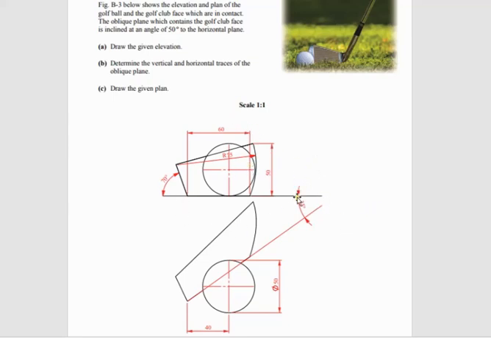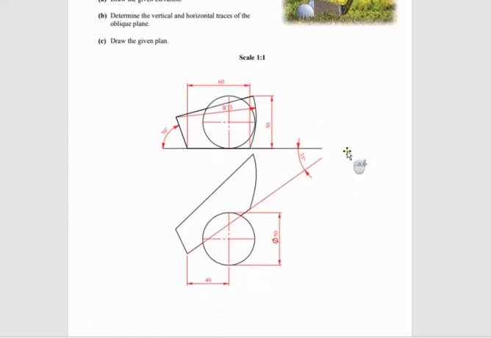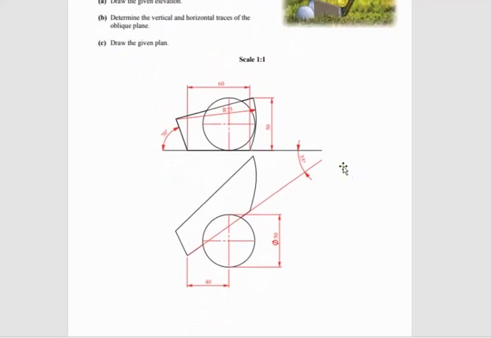When we've all this done, the next stage is to actually draw the plan. Once you have the traces drawn in and you have the elevation drawn, you can bring points across onto your vertical trace and bring them down using your traces method. So it's quite an interesting and detailed question testing your knowledge on oblique planes. But that's the questions on this topic of oblique planes.